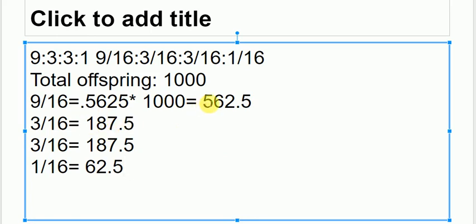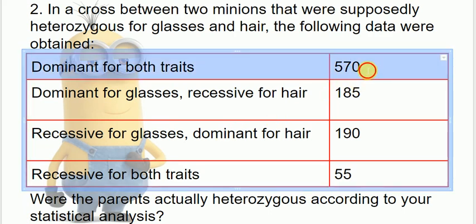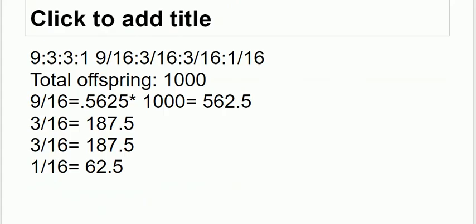So now we have our expected values. We should expect to see 562.5 in that first column. So we were pretty close, to be perfectly honest, in our experiment. Then for the next two, we should expect to see right around 187.5, and then the last one should be 62.5. Okay. So now that you have your expected ratios, really it's super simple. All you have to do is just plug it into the equation.